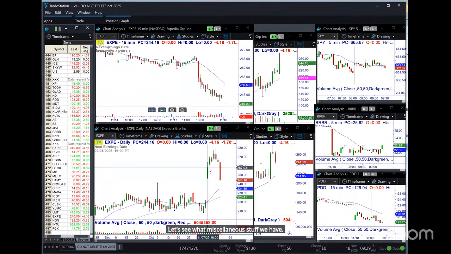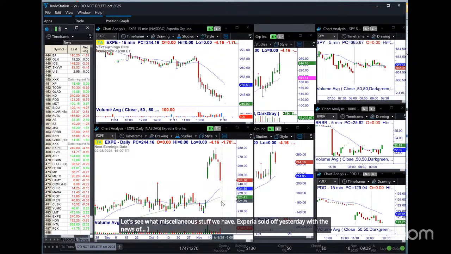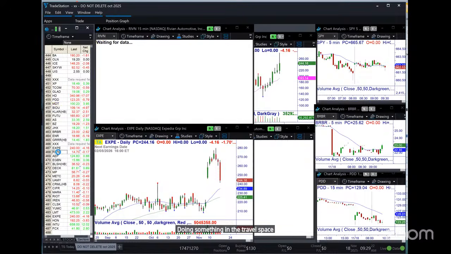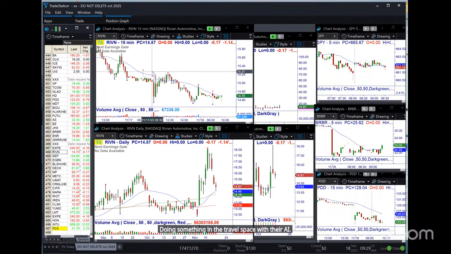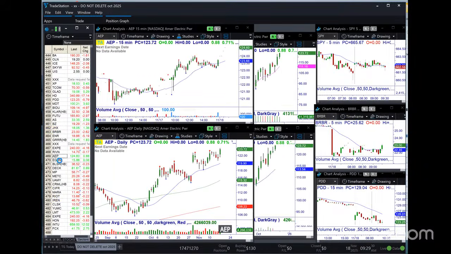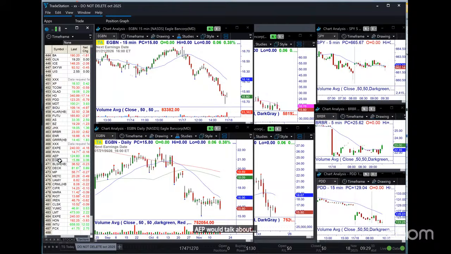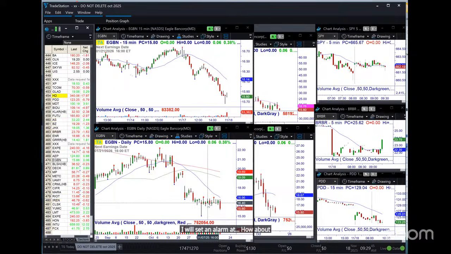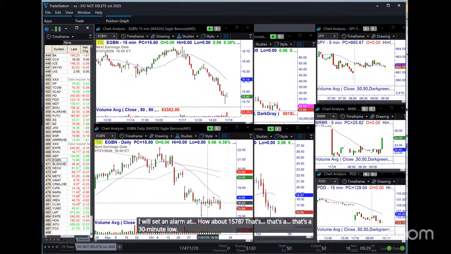Expedia sold off yesterday with the news of, I think, Google doing something in the travel space with their AI. Ribbons, a buy setup. I got an alarm at 1505. AEP we talked about. This is an igniting breakdown, closing breakdown. I will set an alarm at about 1578. That's a 30-minute low. Short I do.